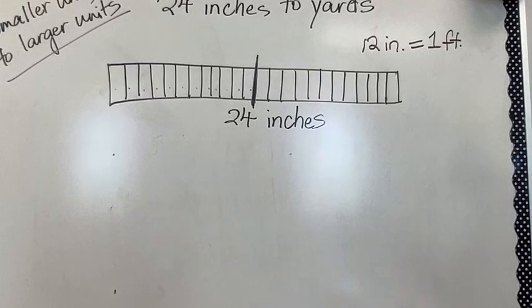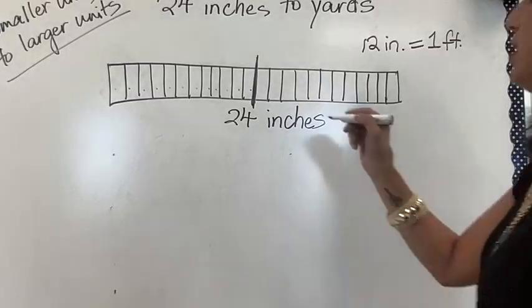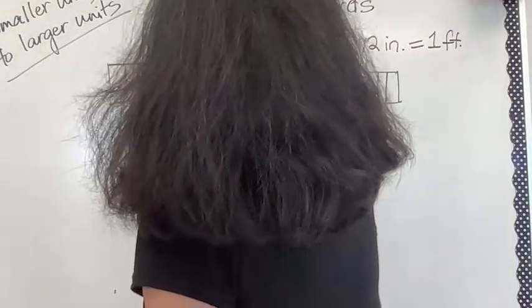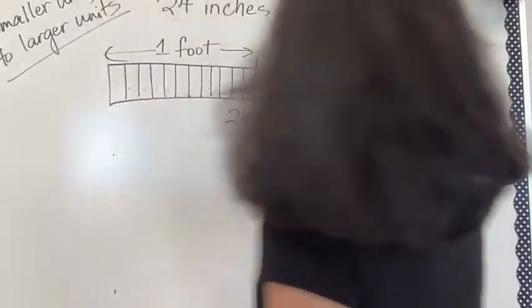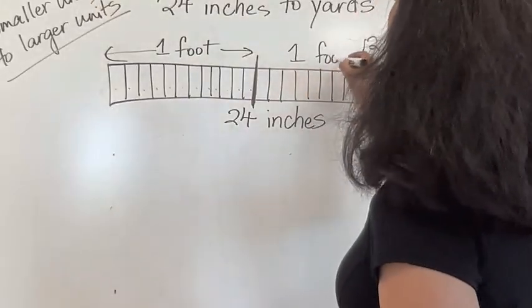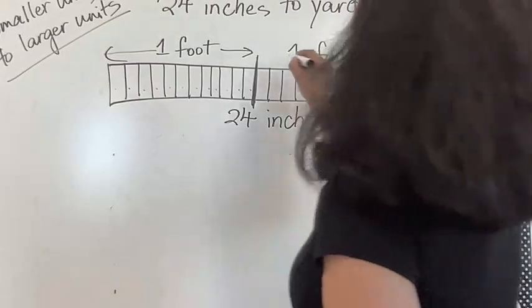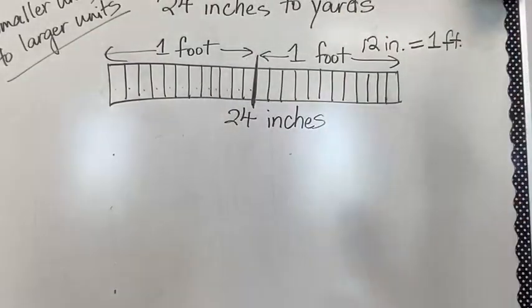okay, you can see that over here, this much is 1 foot, and this much is another foot. Okay, so this much is 1 foot, and that is another foot over there. So we have 2 feet in there. So 2 whole feet are there in 24 inches.